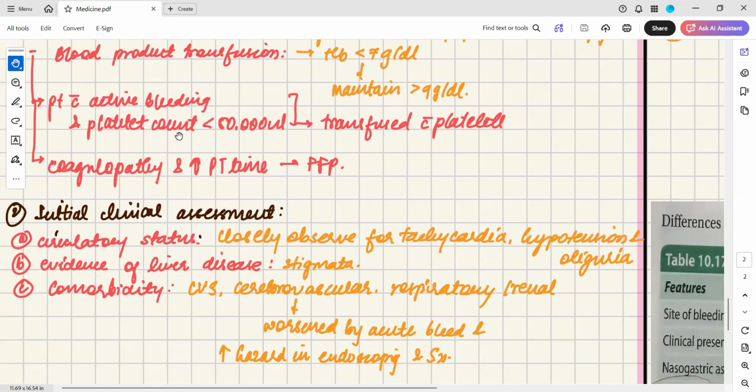Then we have to check if the patient has any liver disease or comorbidities like cardiovascular, cerebrovascular, respiratory, renal comorbidities. Because when we take this patient for endoscopy or surgery, it can worsen the acute bleed.